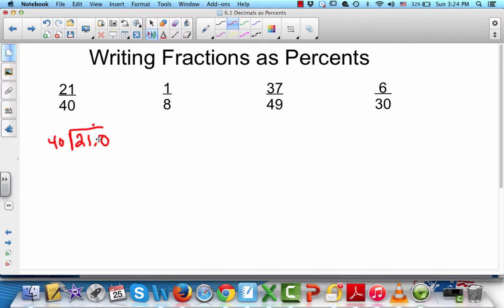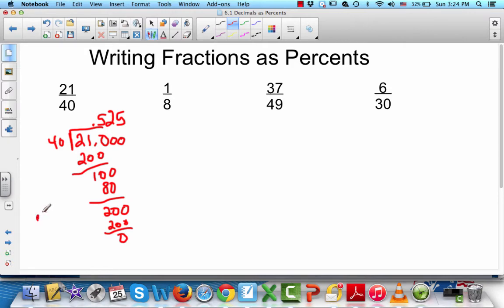and 40 goes into 210 5 times, so that gives us 200 with 10 left over. Bring down a 0. 40 goes into 100 2 times, so that gives us 80 with 20 left over. We bring down a 0. And 40 goes into 200 5 times, and we get 200, with a remainder of 0. So our answer is 0.525.